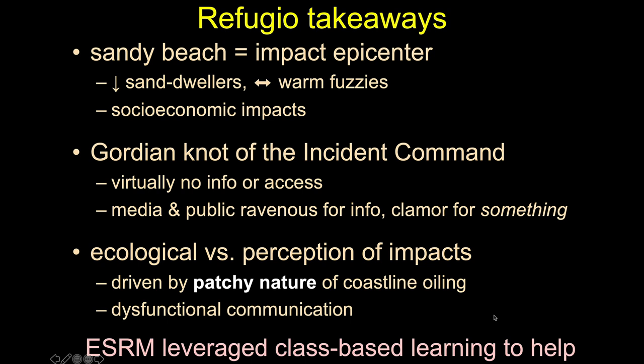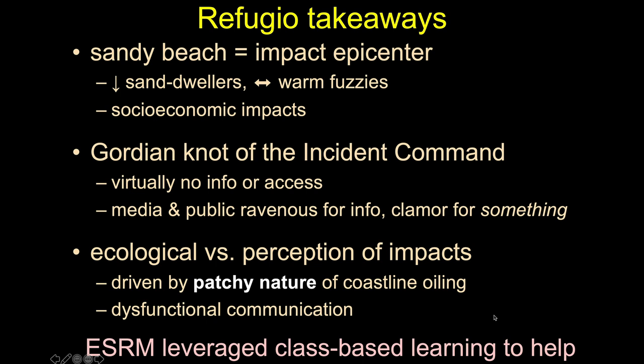A summary of what we're going to talk about today from Refugio, short version is that the Sandy Beach was the impact epicenter of this 2015 oil spill. It harmed sand dwellers. Unclear how much harm it had to birds and marine mammals, warm fuzzies. But clearly some, but not as significant as we initially feared. And then had some significant socioeconomic impacts that were likely the bigger part of the story across a wider swath of the coast.